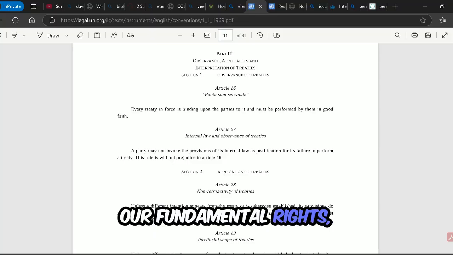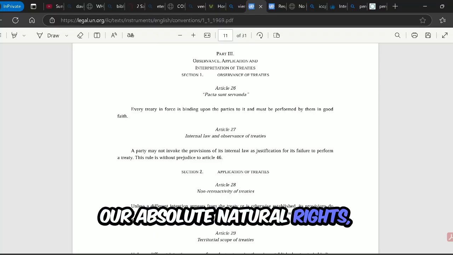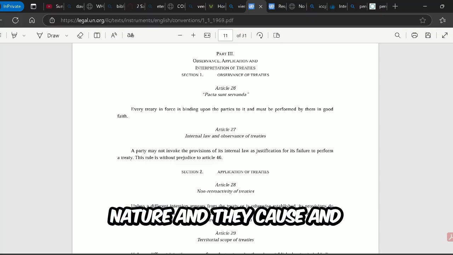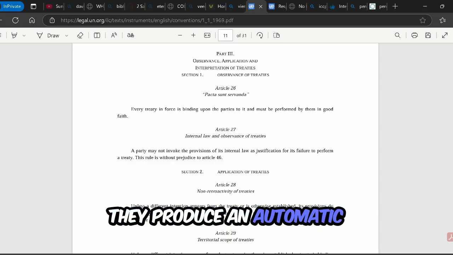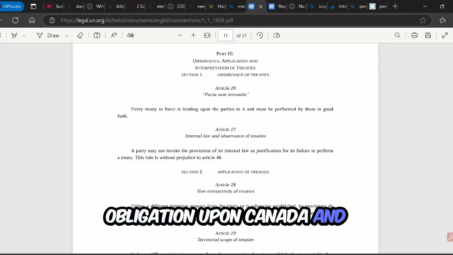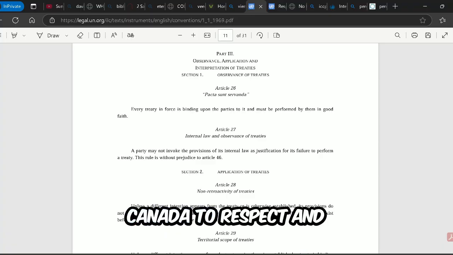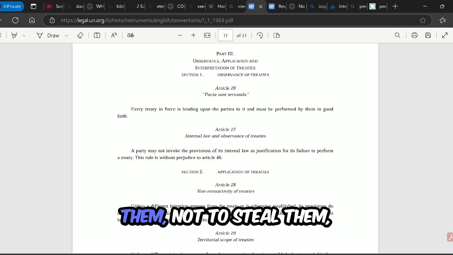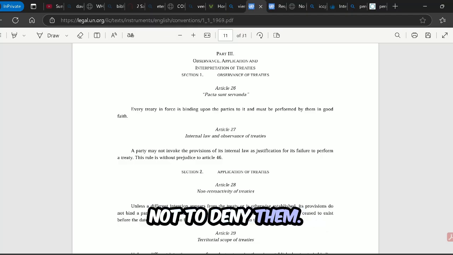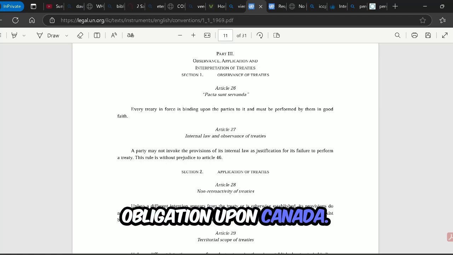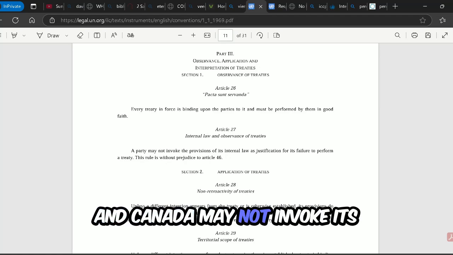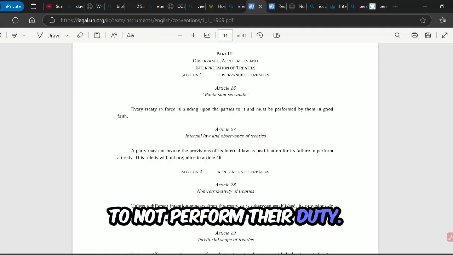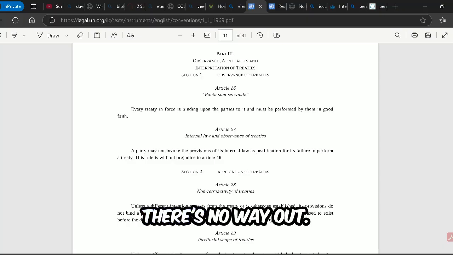Our fundamental rights, our absolute natural rights, our inalienable rights, they are peremptory in nature, and they produce an automatic obligation upon Canada and upon the government of Canada to respect and ensure those rights, not to limit them, not to abridge them, not to steal them, not to deny them. This is a legal obligation upon Canada, and Canada may not invoke its own domestic law in order to not perform their duty. There's no escape. There's no way out.